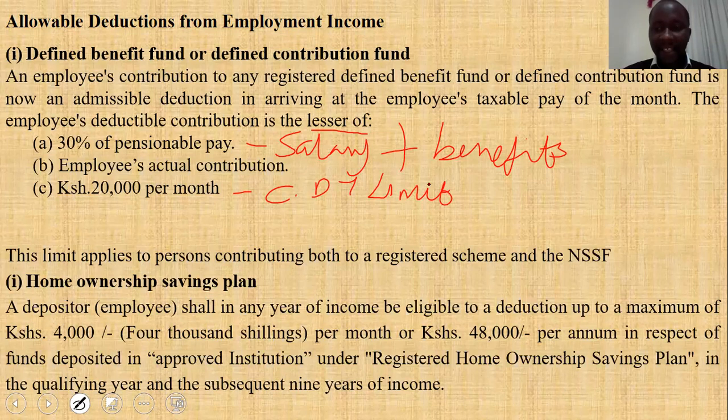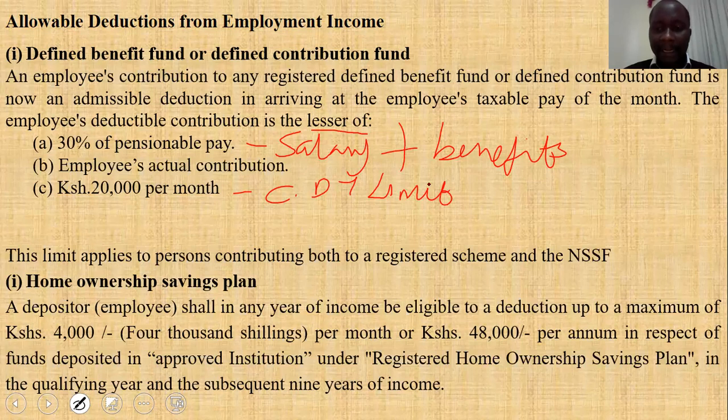And why they make savings is for the purpose of using those savings in future to buy interest in a permanent house. You are allowed a deduction of 4,000 shillings per month, which is 48,000 shillings per annum, if you are contributing to these schemes that we call ROSP. So if you are contributing an amount like, let's say, 5,000 a month.